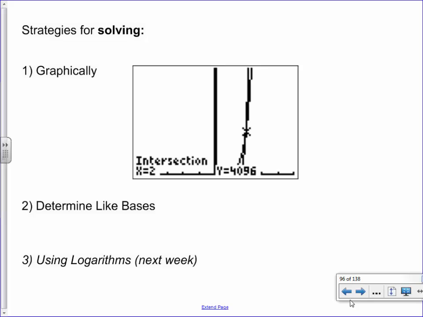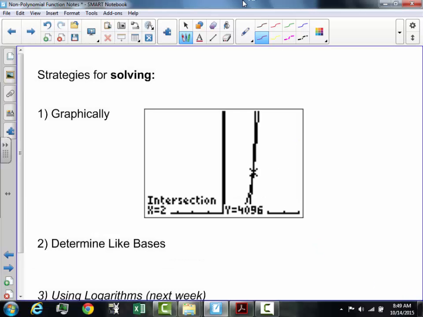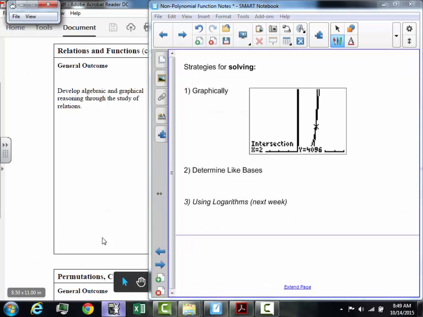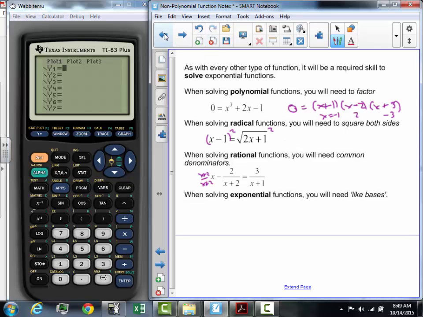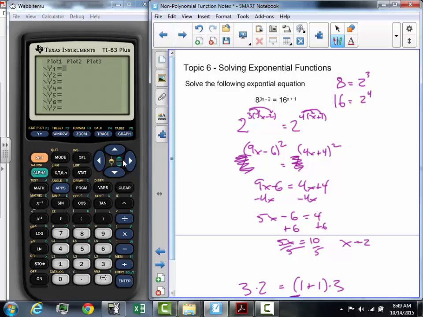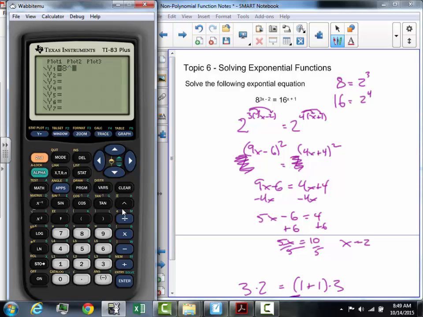Would everybody be capable of trying to graph this in your graphing calculator to solve it? Or should I show that? You know what? Let's just take a minute to do it anyways. Okay, grab a graphing calculator. Let's just make sure everybody is clear as to how you could solve this same thing by graphing. What was the equation? One of them was 8 to the power of bracket 3x minus 2. And the other one was 16 to the power of bracket x plus 1.